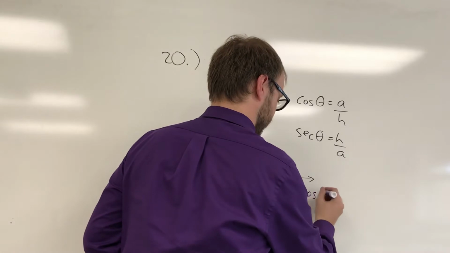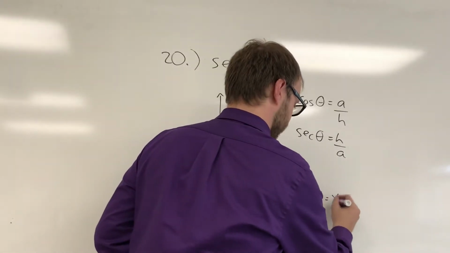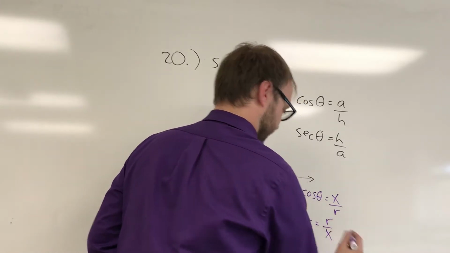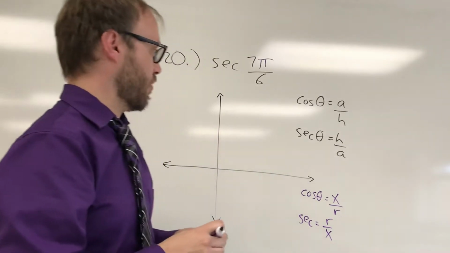If you're using that definition, remember cosine is normally the x-coordinate over the radius, so the secant would be equal to the radius over the x-coordinate, okay? Both of these will work, okay? Doesn't matter which one you decide to use.